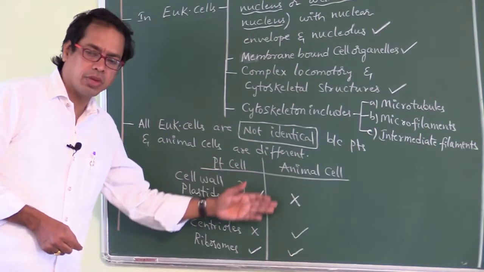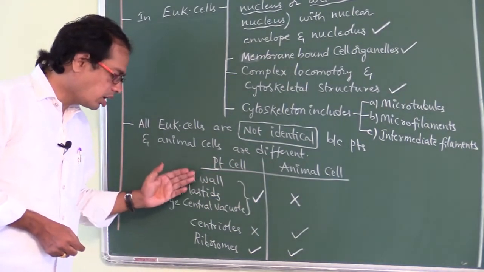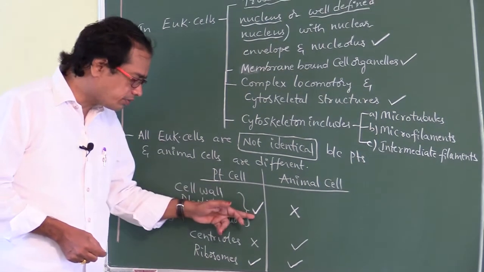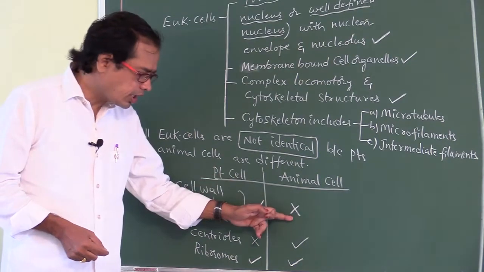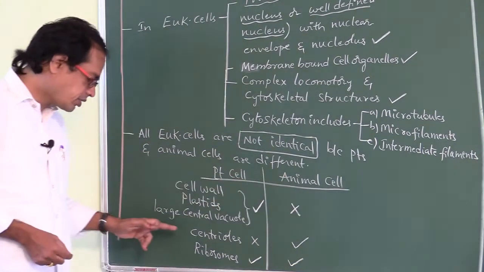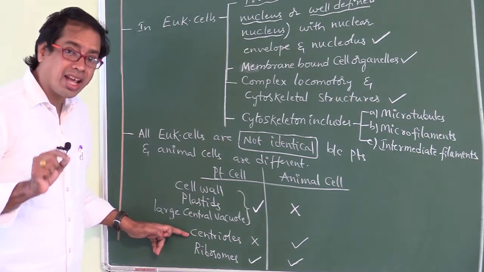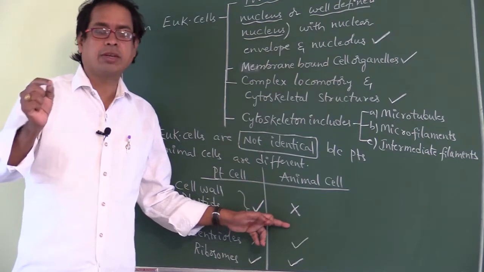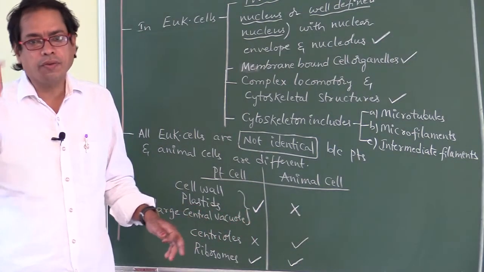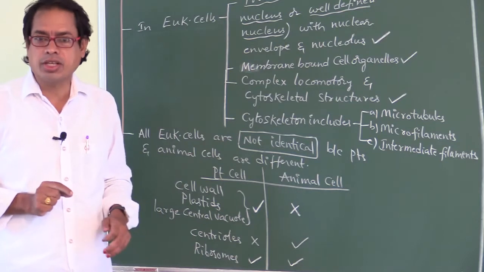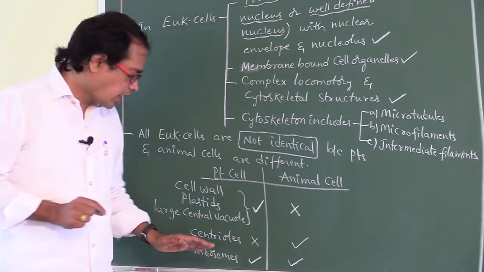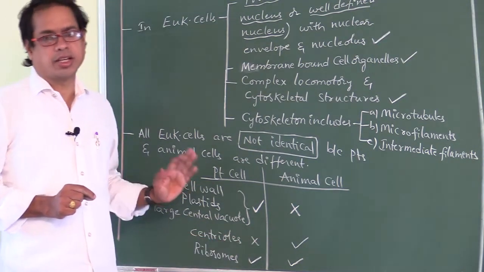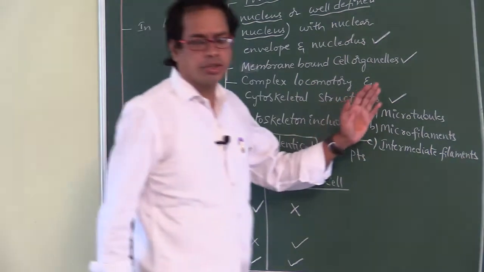So plant cells and animal cells: cell wall, plastids, large central vacuole. These three are present in plant cell, absent in animal cell. Next one, centrioles are absent in plant cell. These are found only in animal cells. That is, centrioles are useful for cell division in animal cells. Don't say plant cells. And ribosomes are found both in plant cells and animal cells. Okay?